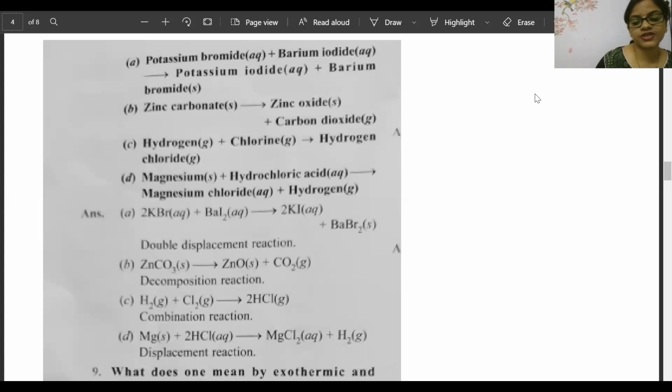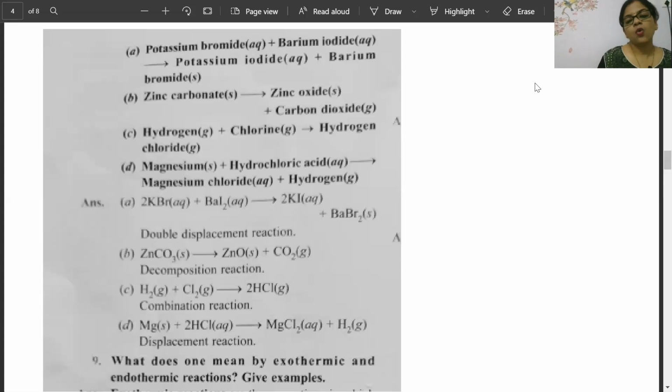Chemical reaction and equation. We have already discussed many questions in session 1. Now in this session we are continuing the question and answer session. Okay, so the question is, what does one mean by exothermic and endothermic reaction? Give example.